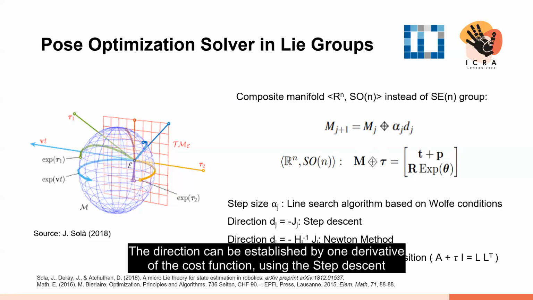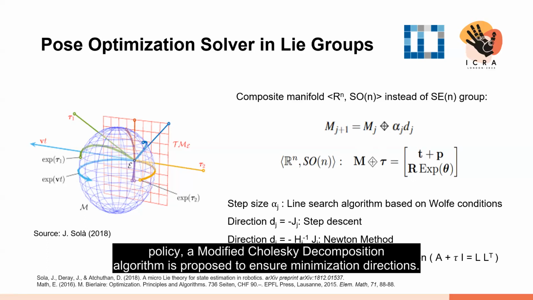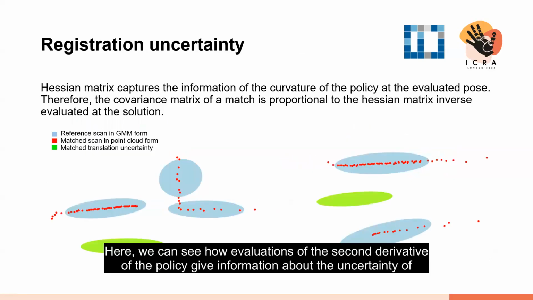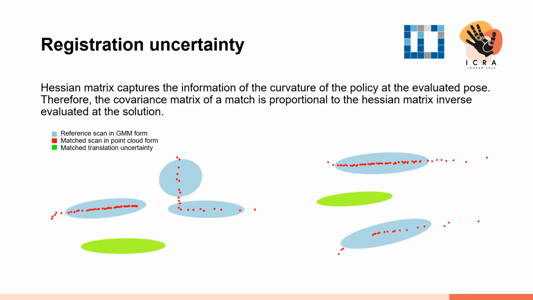The direction can be established by one derivative of the cost function using the steepest descent algorithm, or by two derivatives, applying the Newton method. To invert the Hessian matrix of the policy, a modified Cholesky decomposition algorithm is proposed to ensure minimization directions. Here, we can see how evaluations of the second derivative of the policy give information about the uncertainty of the match based on the structure beyond the scan.